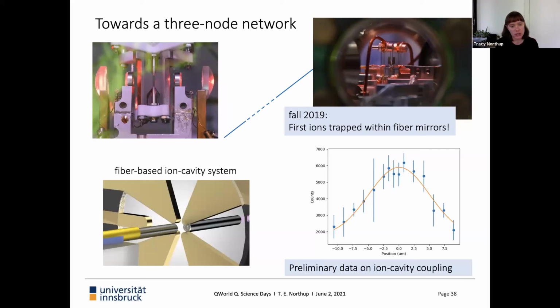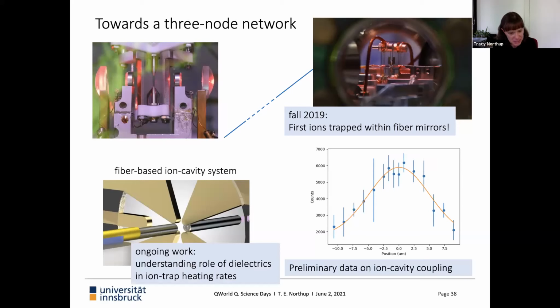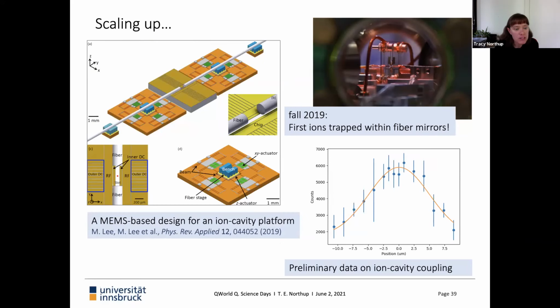And so we're trying to find ways to build a system where we can couple the light from the ions to a cavity, but not also limit the ion trap computational abilities. This is what I mentioned here, understanding the role of dielectrics in ion trap heating rates. And we've just wrapped this up recently and put it on the archive. And then we also, a couple of years ago now, proposed how to use microelectromechanical systems to manipulate these fibers and couple them to the kind of surface traps I showed you earlier.